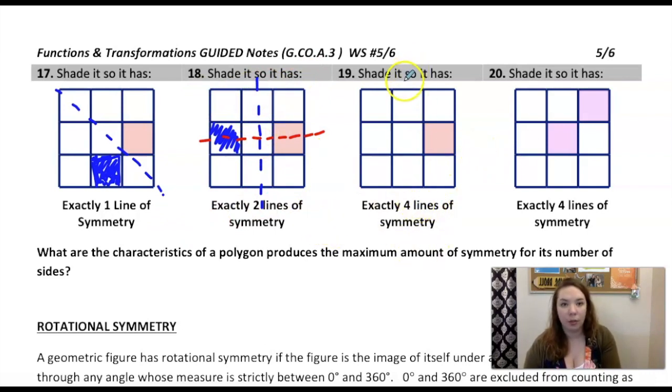Shade, so it has 4 lines of symmetry. So in a square, 4 lines are these 4. So diagonal and then straight across and down. So it looks like it already was horizontal. And then flipping it vertically would look like this. Over this diagonal would look like that. And over this diagonal would look like so. So those 3 would be the ones shaded in. Also, I guess on number 1, if you just left it the way it was, it had 1 line of symmetry horizontally. So here, again, 4 lines of symmetry.